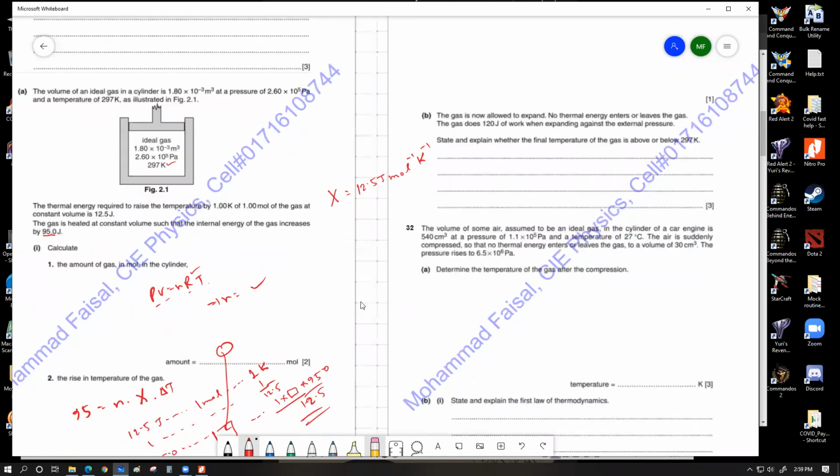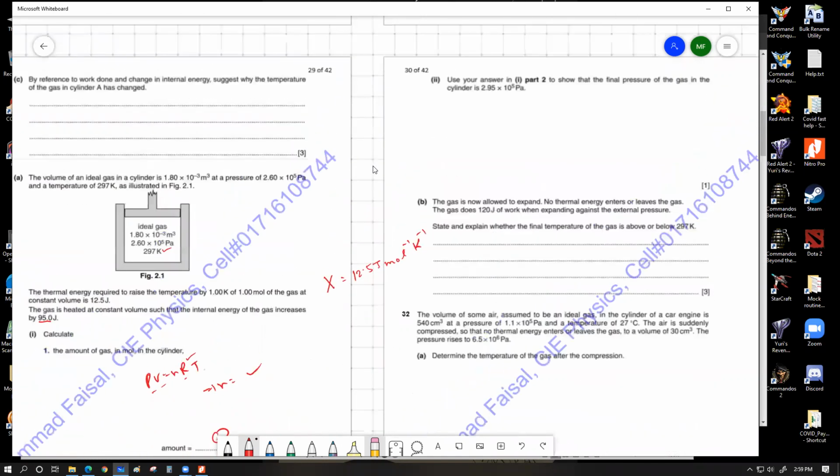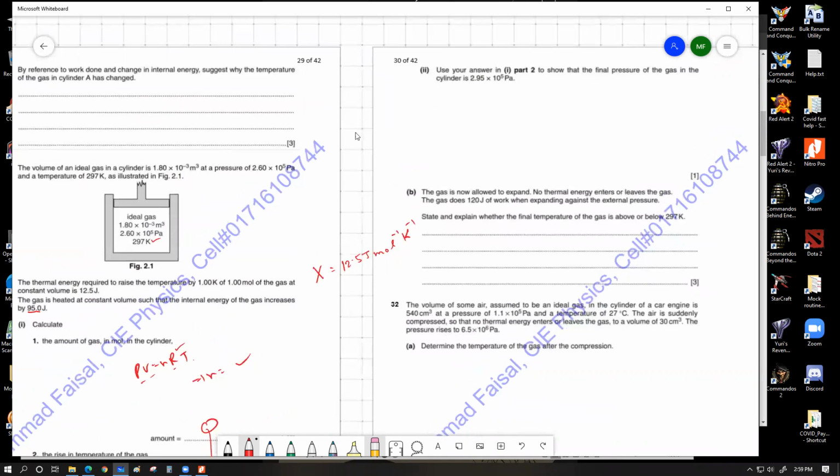We have a bit of a rise in temperature, delta T, and we had a bit of initial temperature, and we are asked to show that the final pressure of the gas should be this much. Now, here's the deal. If you recall, any amount of ideal gas is governed by this ratio, PV by T equals a constant. For this scenario, the question says that we have kept the volume constant, which basically means that P by T, this ratio, should be a constant.